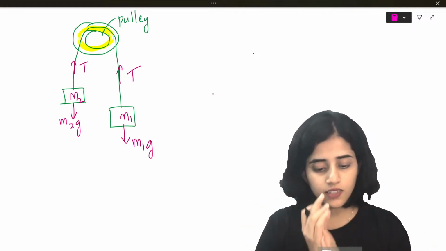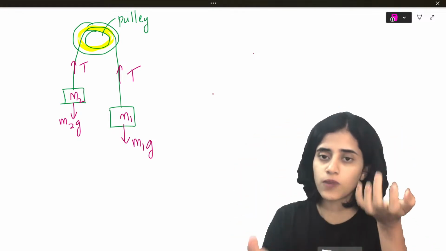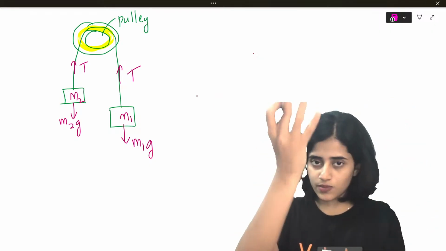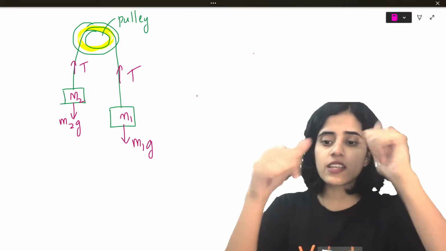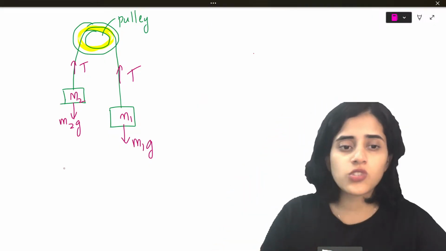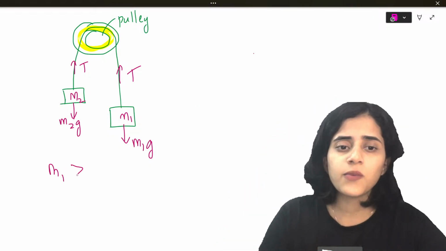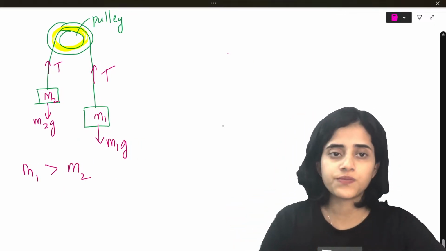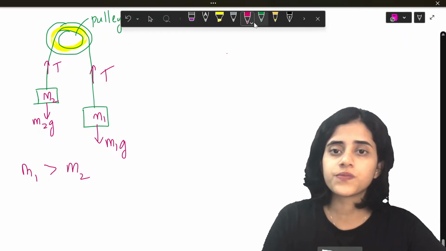Is this figure clear? So there is a pulley, there are two masses. M1 is heavier, that's why it's down. So it will move like this. Tension is in the opposite direction. So from this clearly I can say M1 is greater than M2 because M1 is coming down.